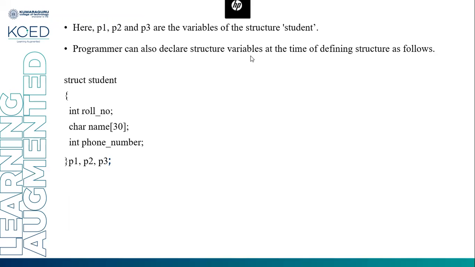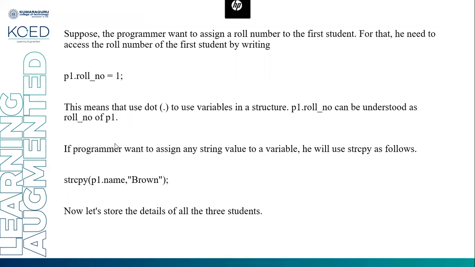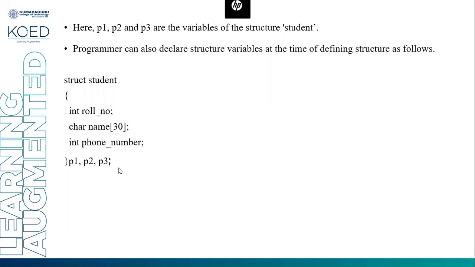A programmer can also declare a structure variable at the time of defining the structure, as follows. While defining a structure, you are able to give the structure variables like this: struct student, integer roll number, character name, integer phone number. Now we have three variables, so we are able to store the records of three students.